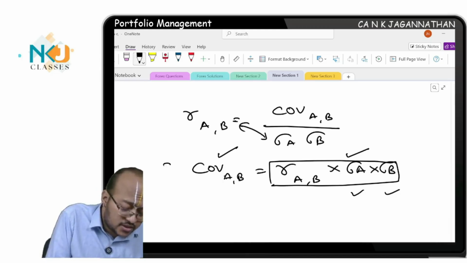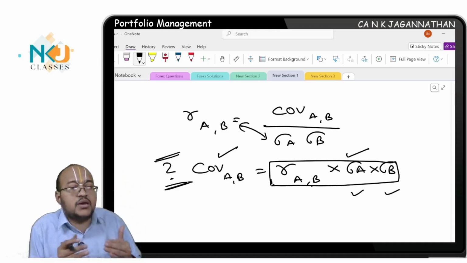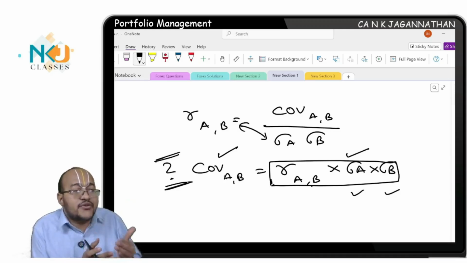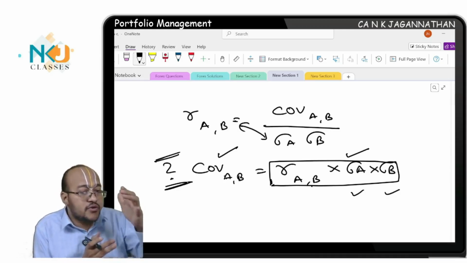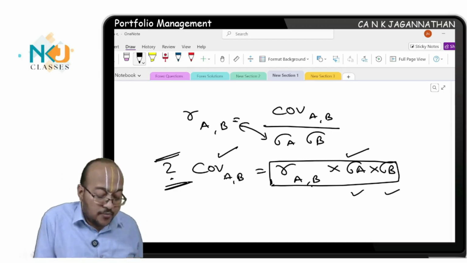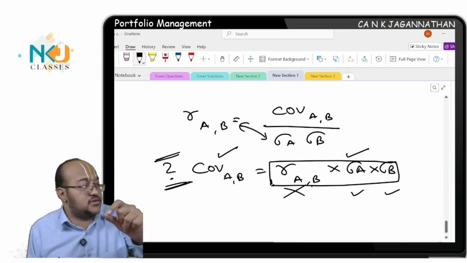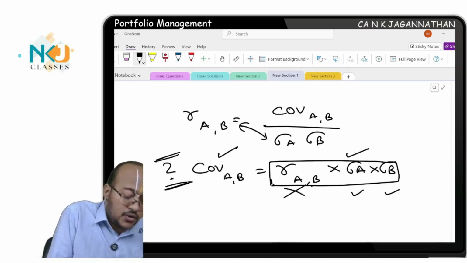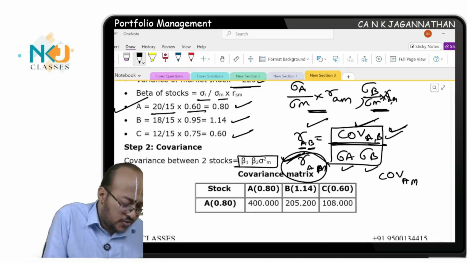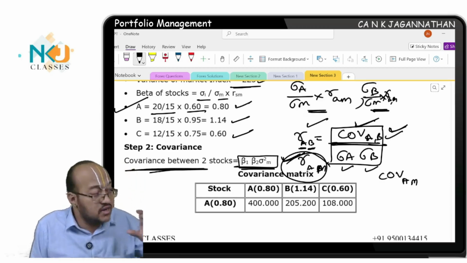Covariance between A and B, this is what we need to answer. Fine. But in the question they have not given the correlation between A and B. They have given the correlation between A and market, between B and market, and between C and market. Are you all understanding? They never gave the correlation between A and B, hence there is a catch. This is why we have a separate formula, where covariance between two stocks is found out using beta.